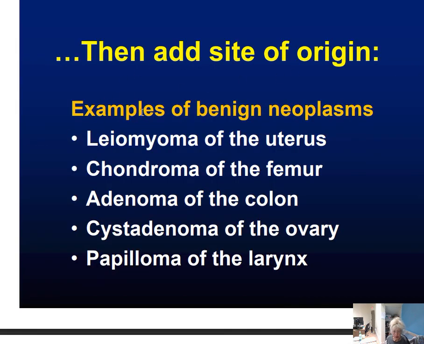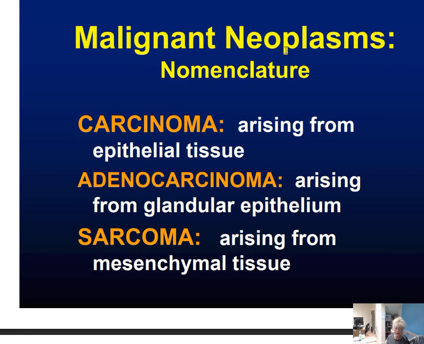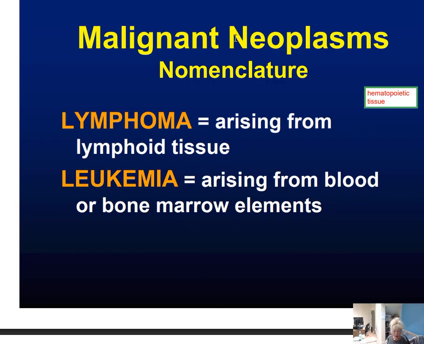Then add the site of origin. Examples of benign neoplasms: leiomyoma of the uterus, chondroma of the femur, adenoma of the colon, cystadenoma of the ovary, papilloma of the larynx. Malignant neoplasms, here we go. Carcinoma arises from epithelial tissue. Adenocarcinoma arises from glandular epithelium. And sarcomas arise from all the mesenchymal tissues that I had mentioned beforehand.